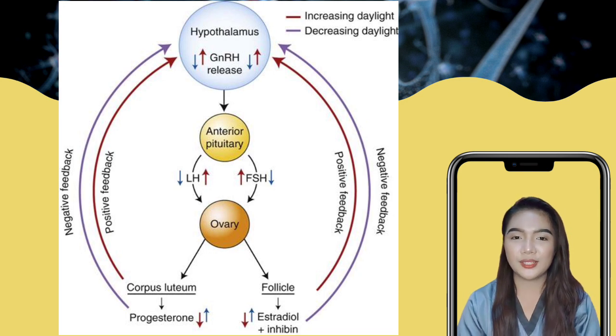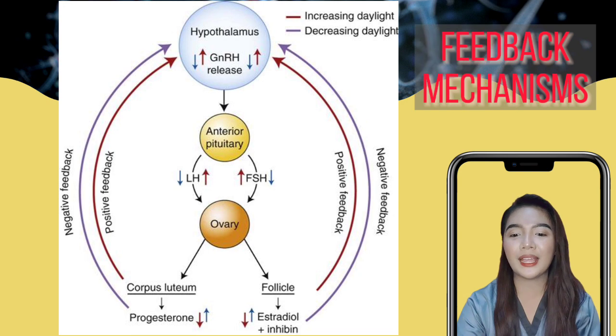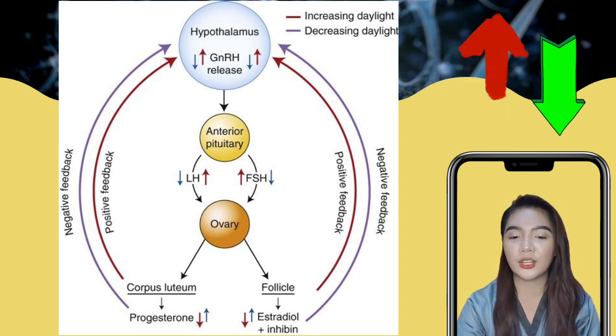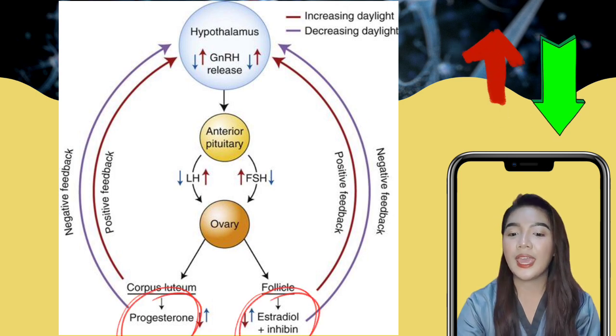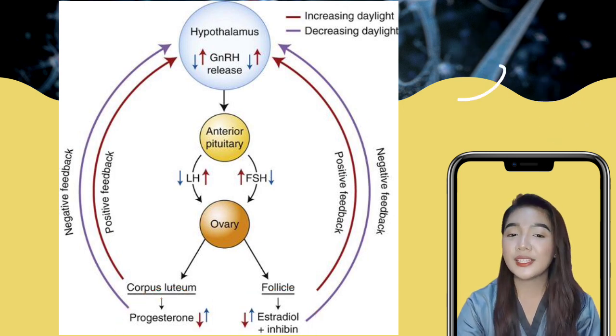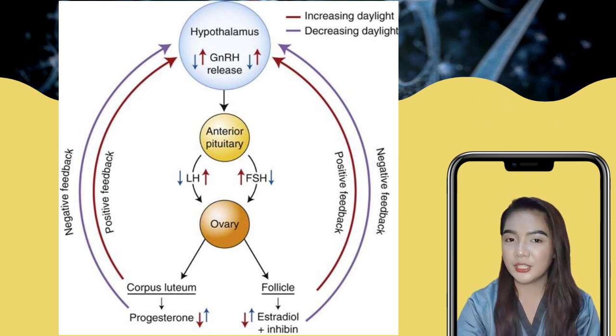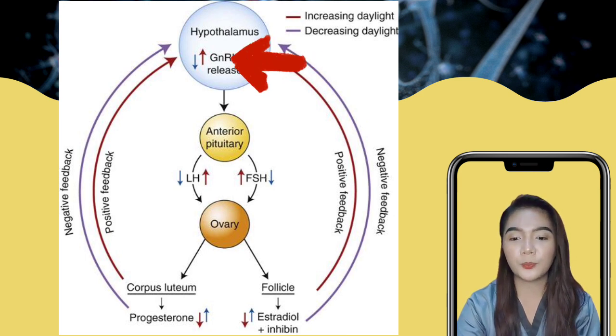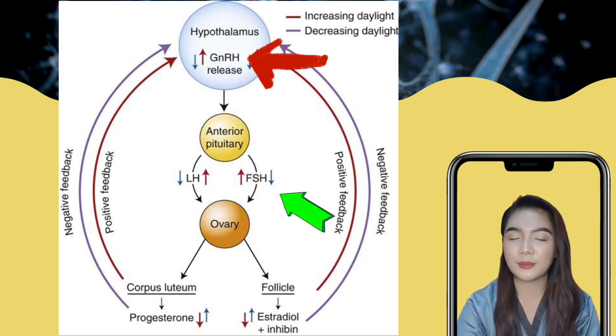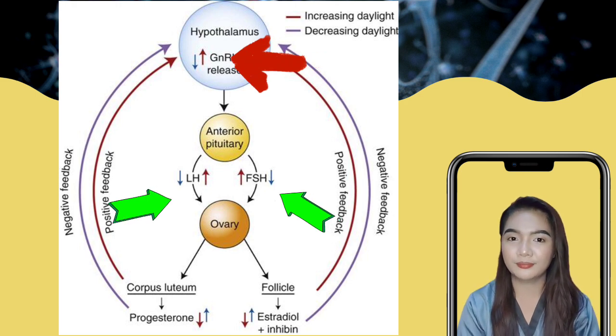This figure shows the control of the reproductive system is achieved through feedback mechanisms responding to increase or decrease levels of estradiol and progesterone in the bloodstream, and increasing or decreasing daylight. The hormones that are included in this process are the GnRH, or the gonadotropin releasing hormone, the FSH, or the follicle stimulating hormone, and the LH, or the luteinizing hormone.